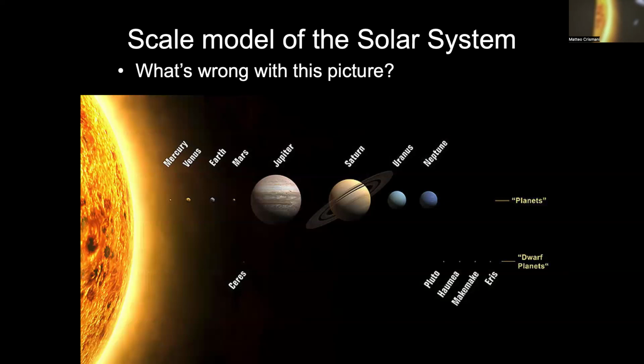Anything else? Yeah. Too close. They're too close, right? If Jupiter was here, we'd all be in a lot of danger. Okay, and if we're that close to the sun, we'd all be dead. All right. That word is weird, Ceres. I don't quite know why that's there, right?